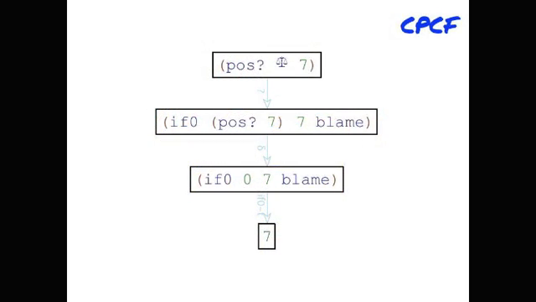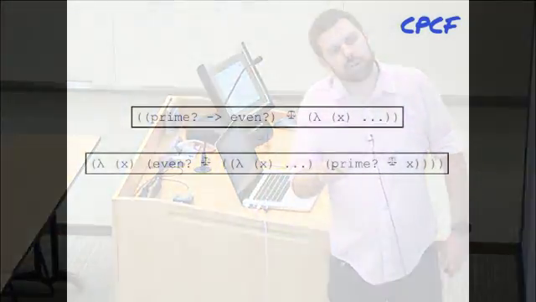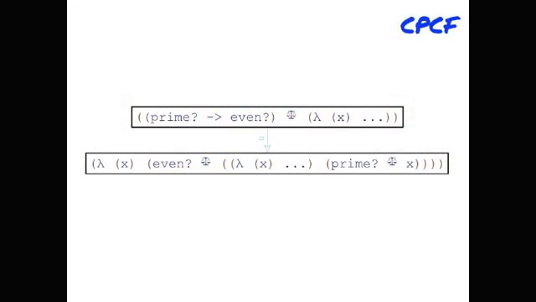Here's a simple example. I want to check that 7 is positive. The way that you do the check is you just apply the predicate. If the predicate holds, you get the value back. Otherwise, you get blame. So we get 7 here. If you check that 0 is positive, you're going to get blame here. Now the crucial thing is how you do higher order monitoring. Here I've got some function where I've omitted the body, and I want it to have the specification that it takes inputs that are prime and produces outputs that are even.